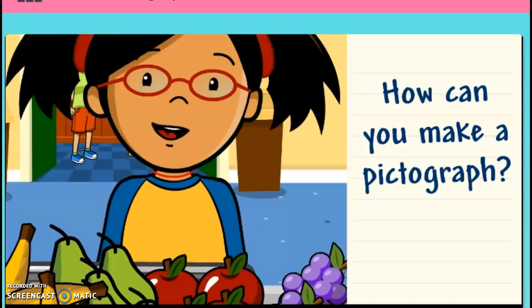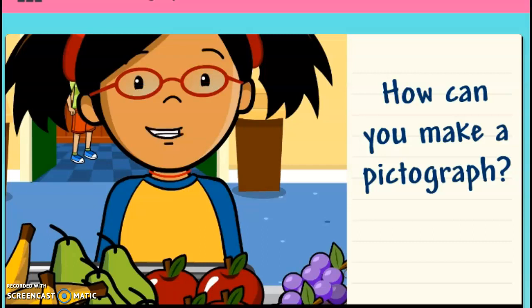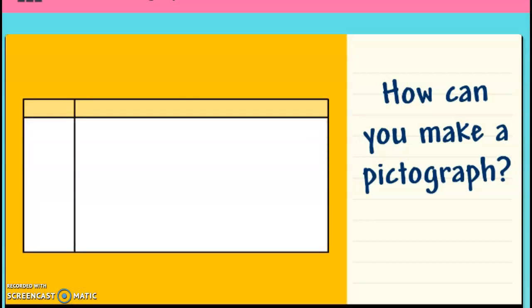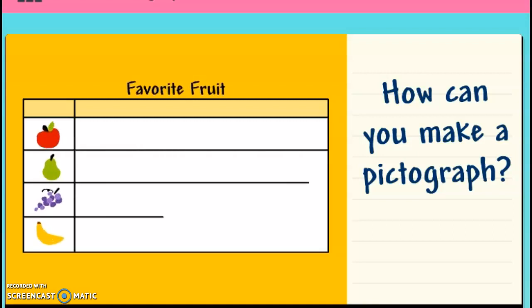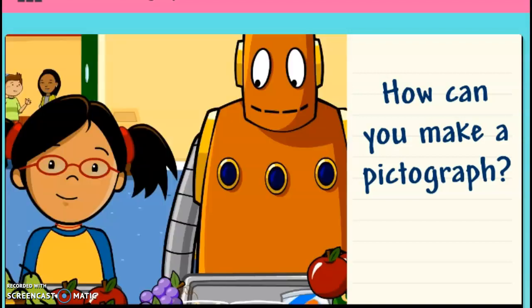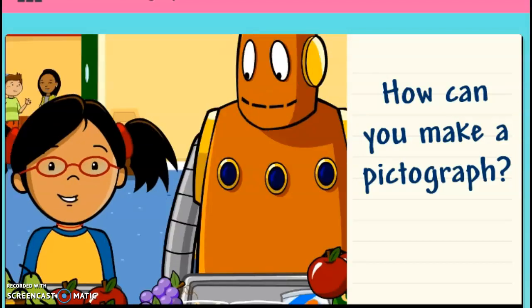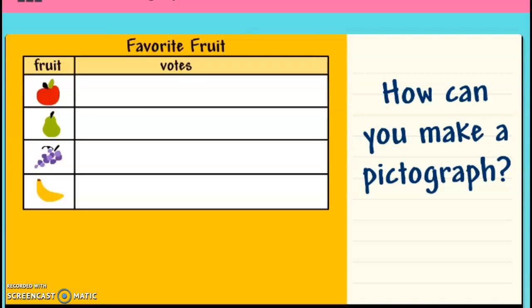You can use information from the tally chart to make a pictograph. First, draw a chart with 2 columns. Write the title and write the choices on the left. Then, create your key and pick a simple picture to stand for your votes. I'm going to use a smiley face. 1 smiley face will stand for 1 vote.